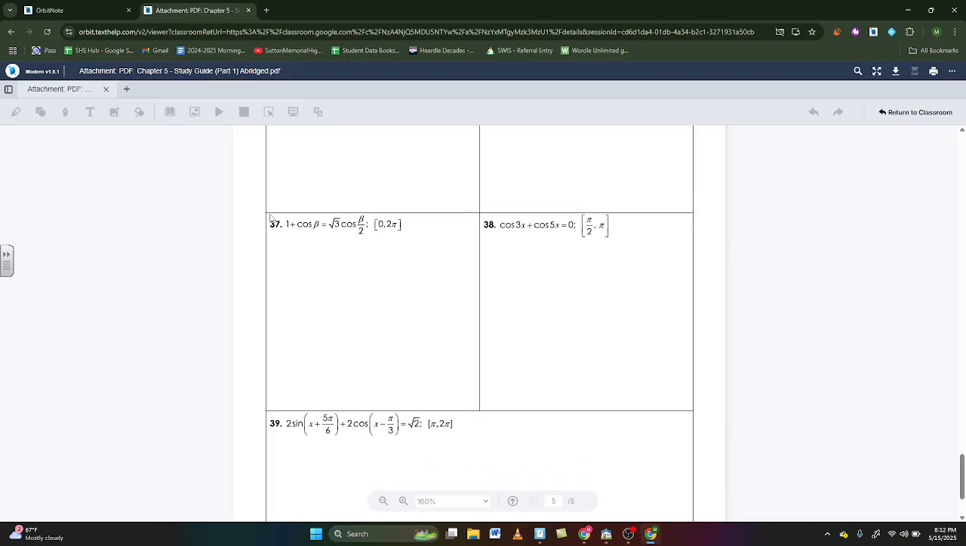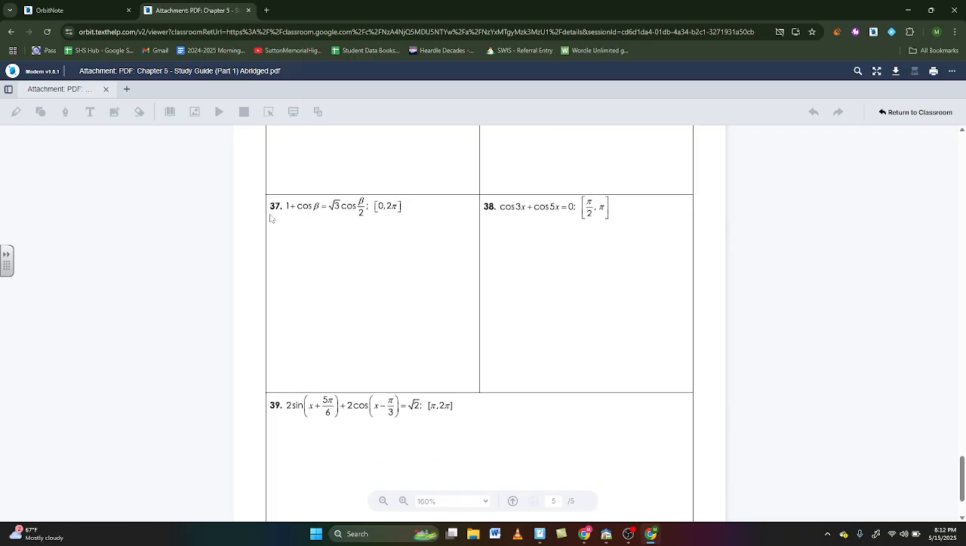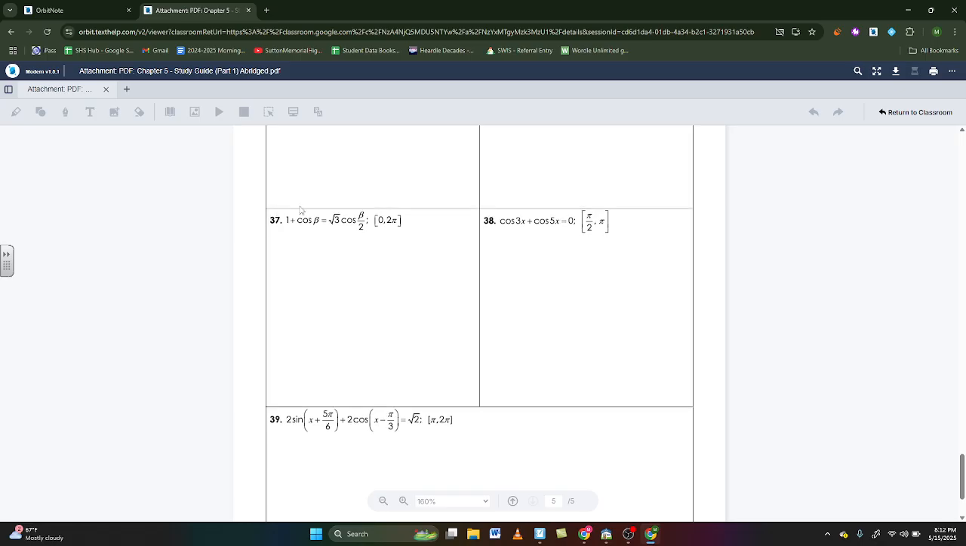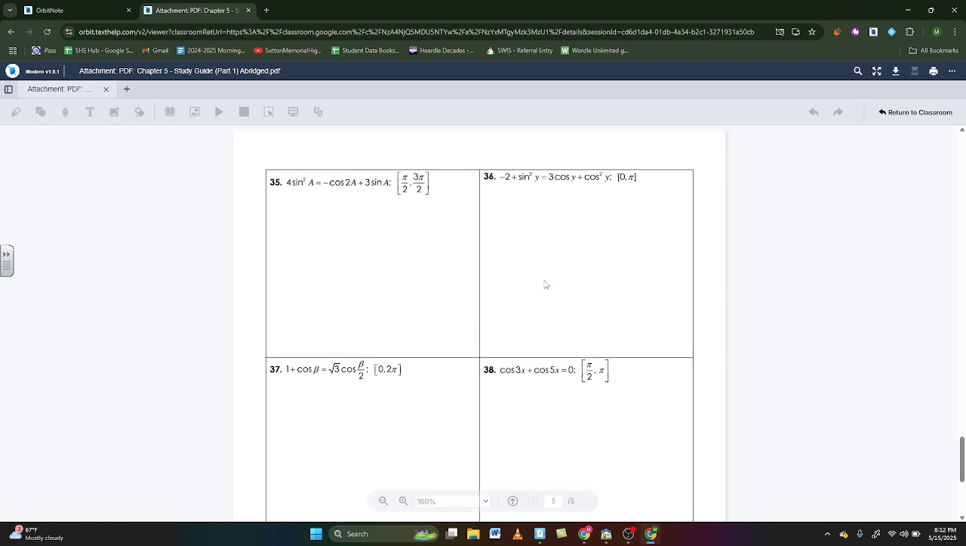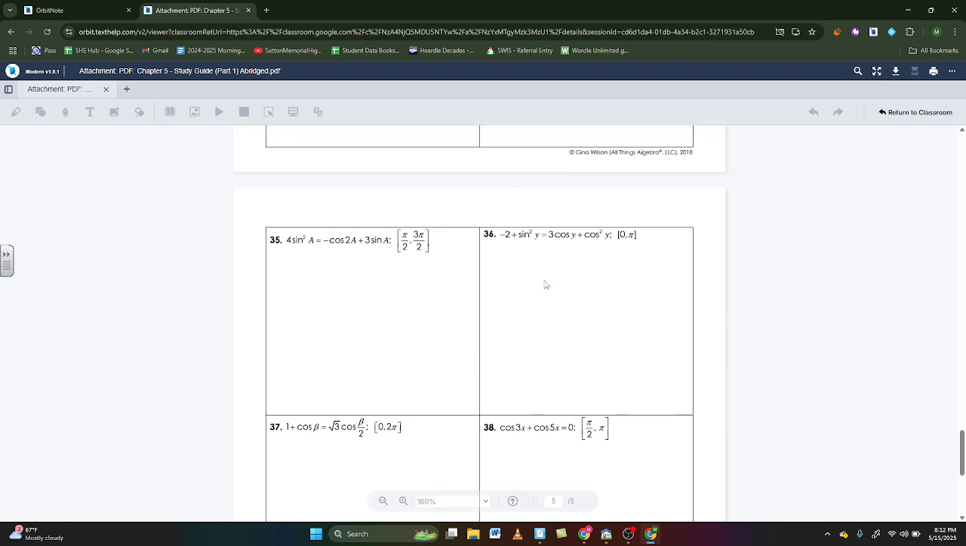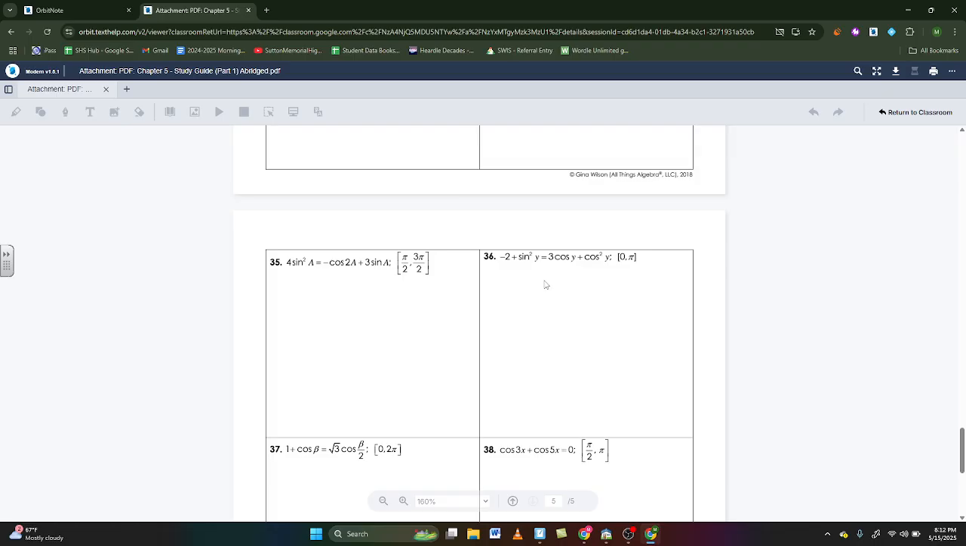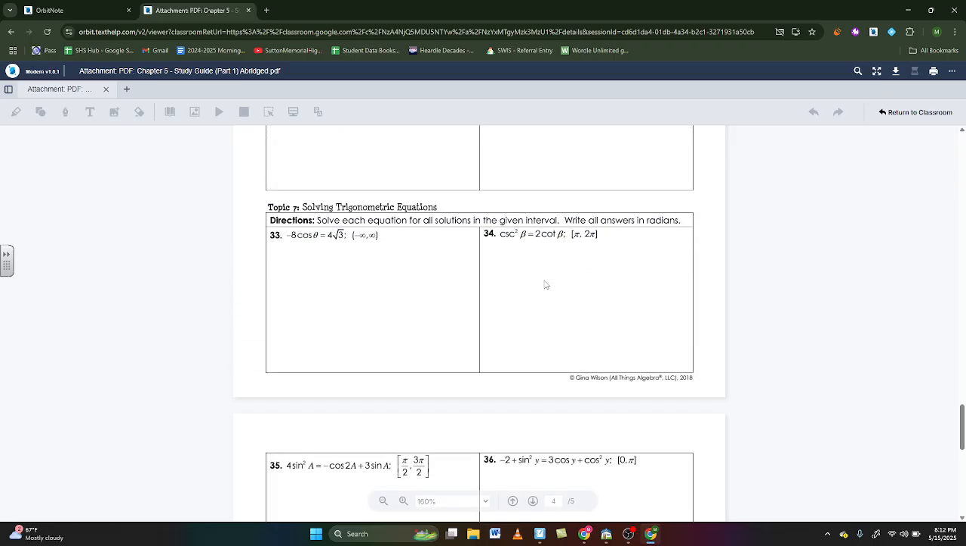38 looks kind of rough, but I think that's done with a calculator. So if you are stuck on that, you basically just want to put this into a calculator and solve it. I think I said solve 38 with a calculator. I could be mistaken. So now you should be in pretty good shape to solve 35 if you can solve 34. I'm hoping.